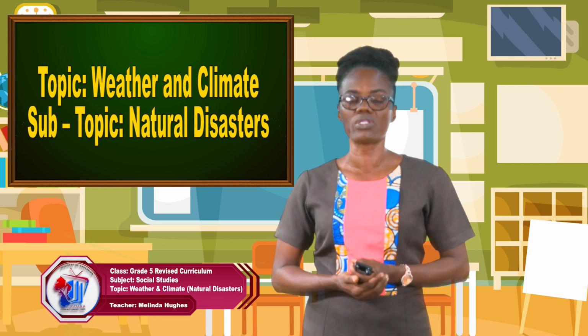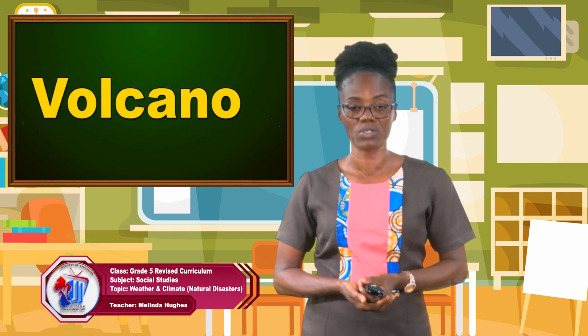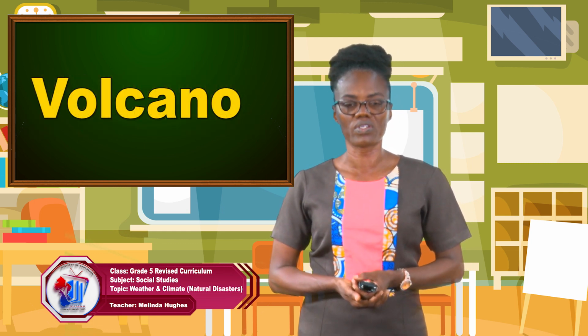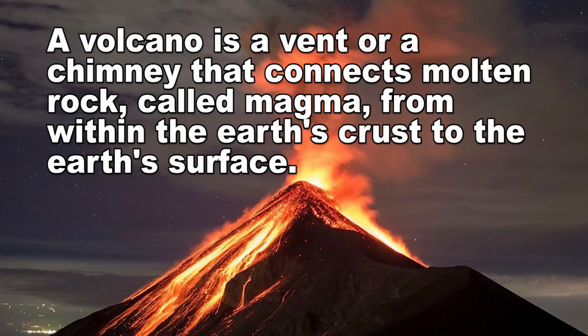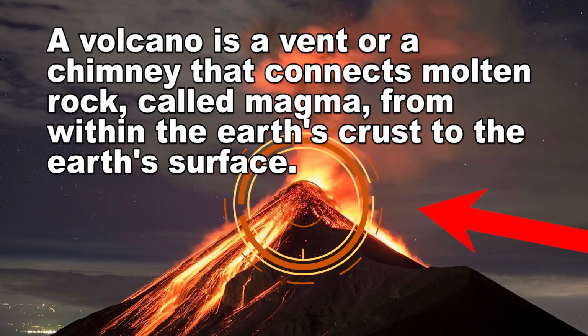So the first one we will look at today is volcano. What is a volcano? A volcano is a vent or a chimney that connects molten rock called magma from within the Earth's crust to the Earth's surface. The volcano includes the surrounding cone of erupted materials. So in the picture, we have an image there of a volcano.